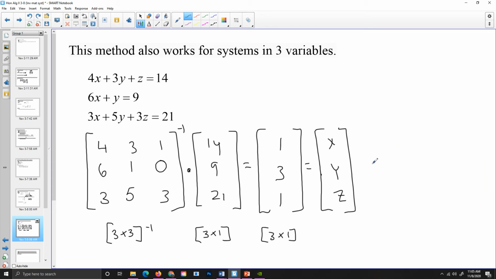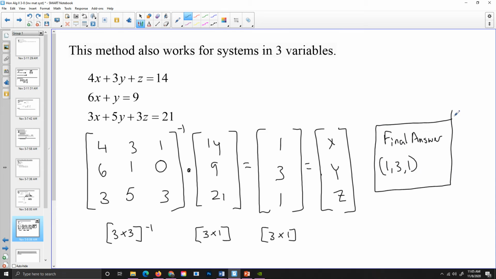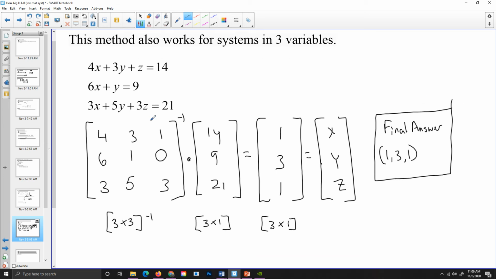And so our final answer is going to be an ordered triple. So our final answer will be (1, 3, 1) as an ordered triple. We'll box that up, and we will say we are done with that one. Okay.